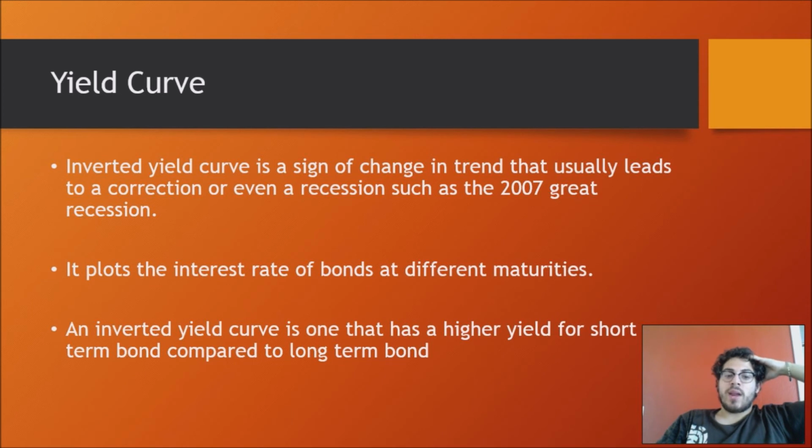It plots the interest rates of bonds at different maturities. An inverted yield curve is one that has a higher yield for a short-term bond compared to a long-term bond. So now there's going to be a graph of the current curve all the way to June 13th, which means today, after the Fed decision. I'm going to show you what it means to have an inverted yield curve and what the effect is on our economy, on your investments, and on the stock market and economy in general.